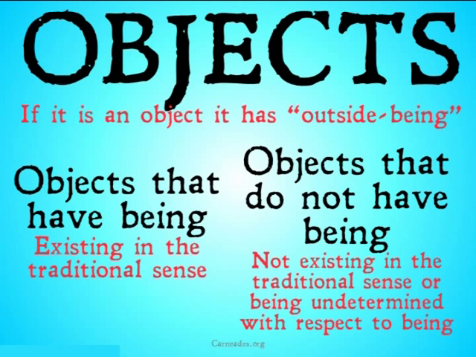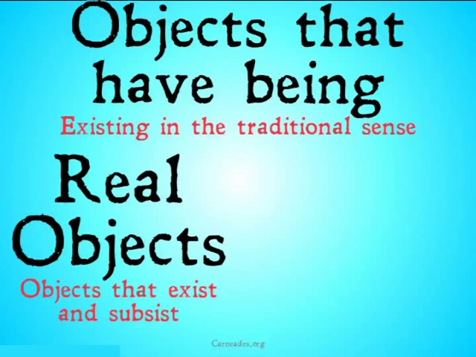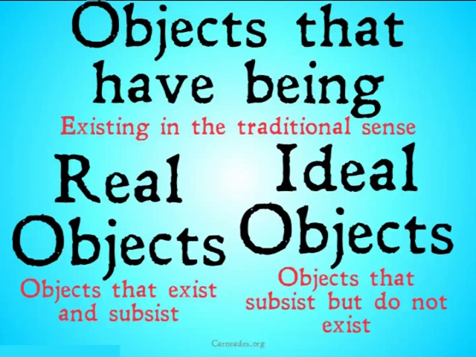Note that they all have this concept of outside being, but not all of them have being as one of their properties. We'll take a look at the objects that have being first. Objects that have being in the traditional sense are going to be split up into two different categories, real objects and ideal objects. Real objects are objects that both exist and subsist, while ideal objects are objects that subsist but do not exist. This is an interesting distinction between subsisting and existing that we're not really going to get into here because it's not going to have that much pertinence on where we're going. We'll see if we can look at the examples and make sense of it, though.